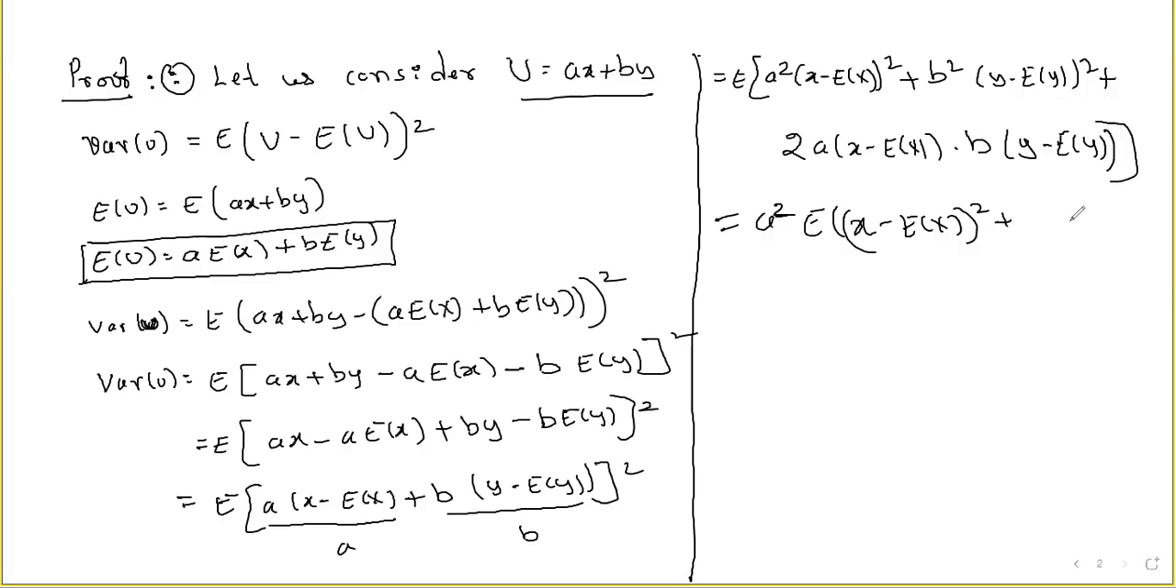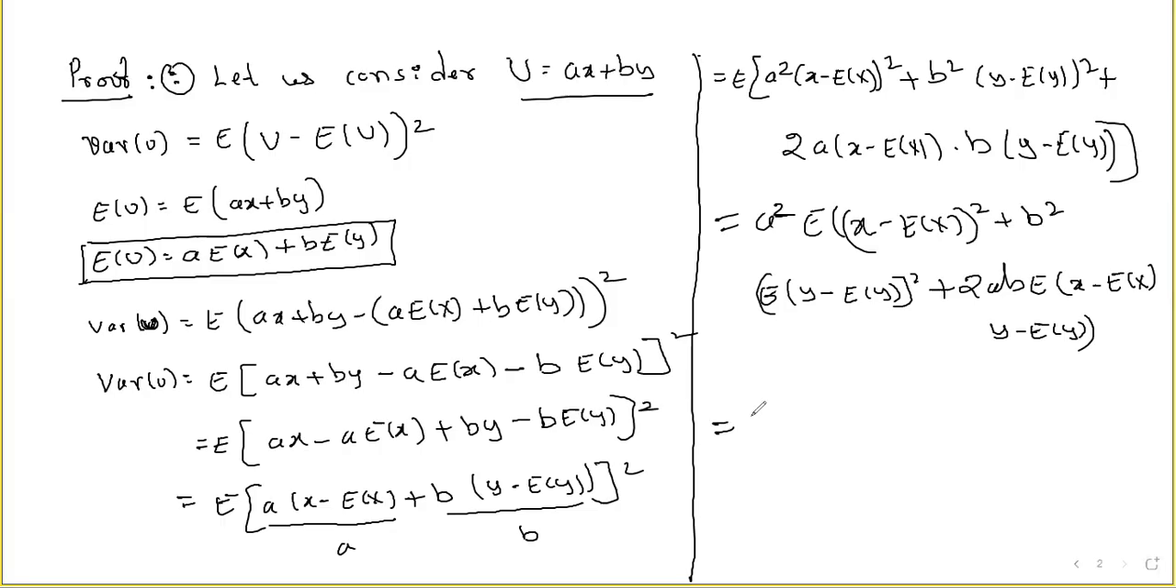Plus b square expected value of y minus expected value of y whole square, plus 2 times ab, expected value of x minus expected value of x, then y minus expected value of y, right?